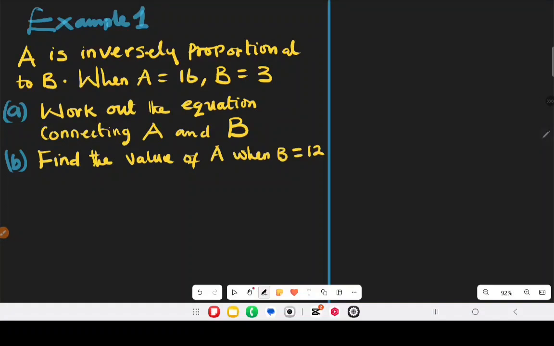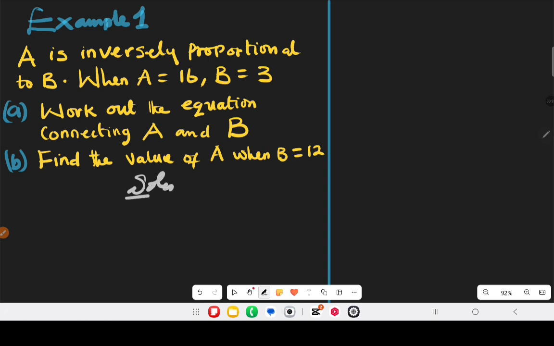Today I'm going to teach you inverse proportion. Example 1. A is inversely proportional to B. When A is 16, B is equal to 3. A, work out the equation connecting A and B. And B, find the value of A when B is 12.